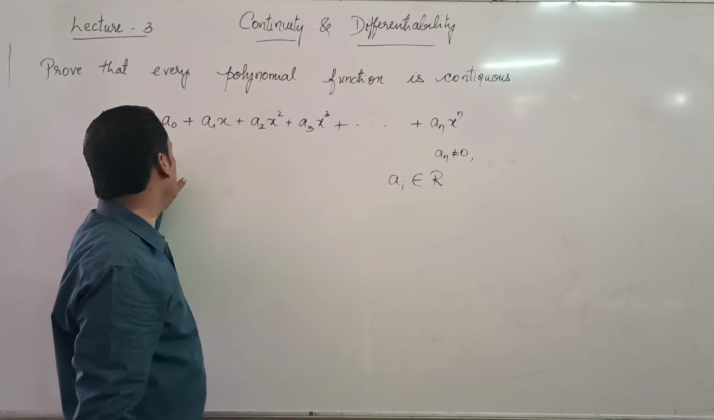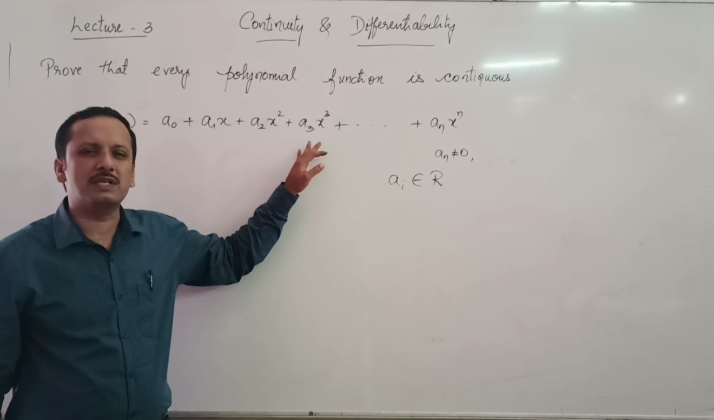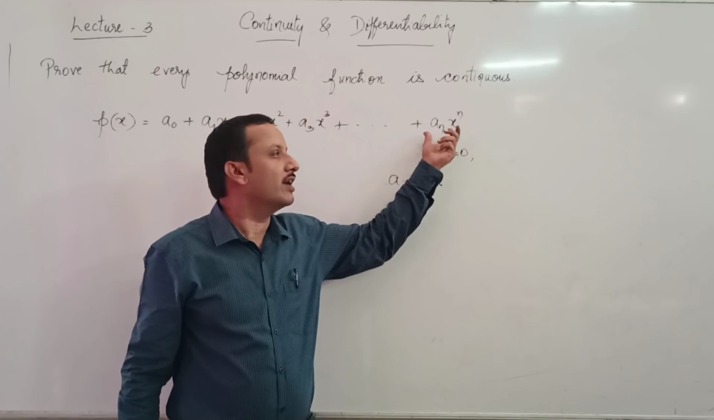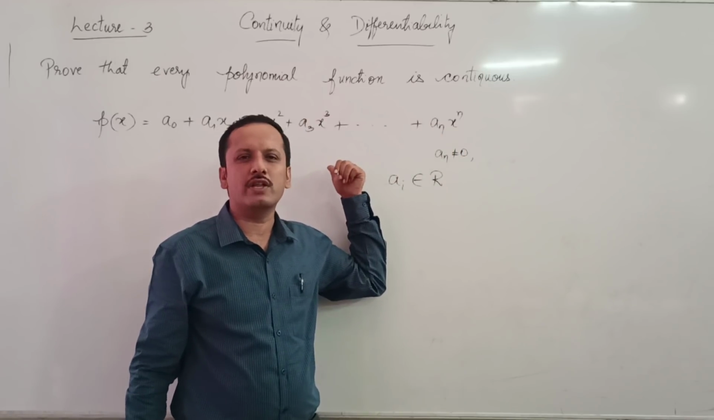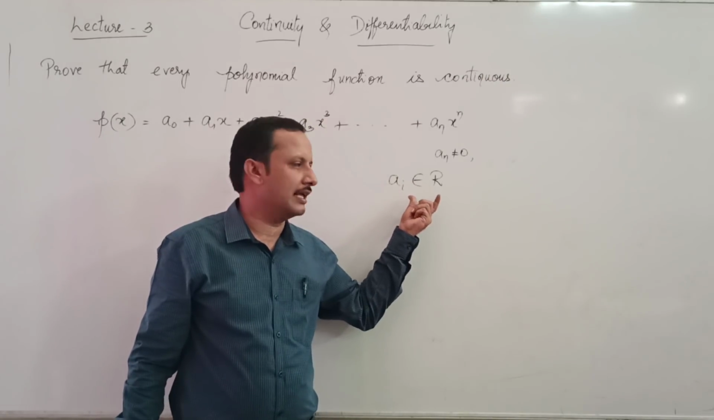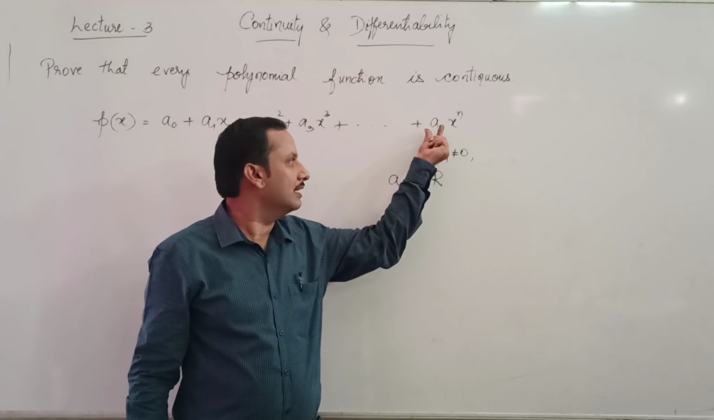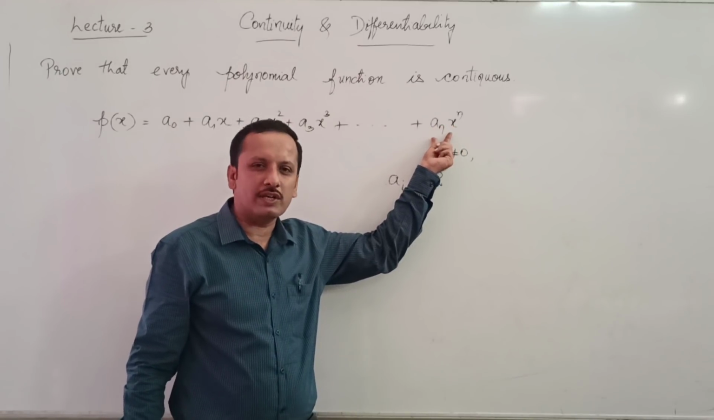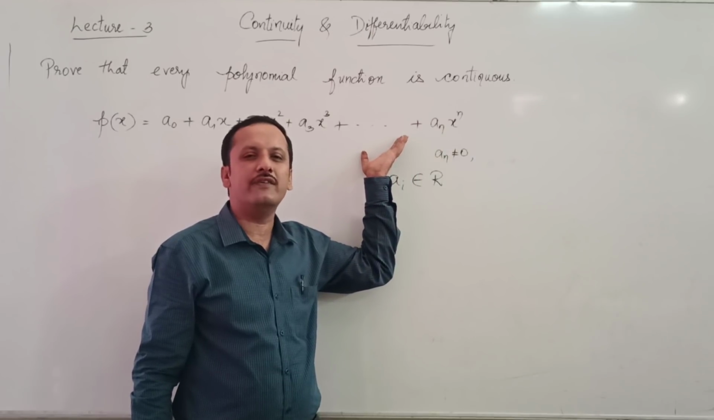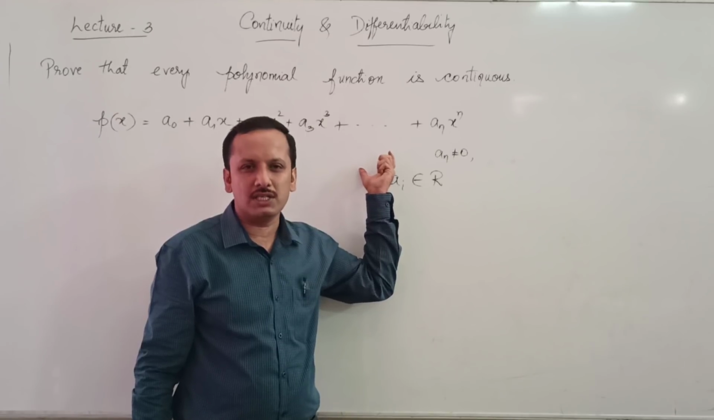P of x is equal to a0 plus a1x plus a2x square plus a3x cube, etc. till an x power n, where all these coefficients a0, a1, a2, a3, etc., or I can call it as ai, they are all real numbers. An is not equal to 0, that is, the coefficient of the highest exponent is not equal to 0, then we can say that this is a polynomial of degree n. So this function is called polynomial function.